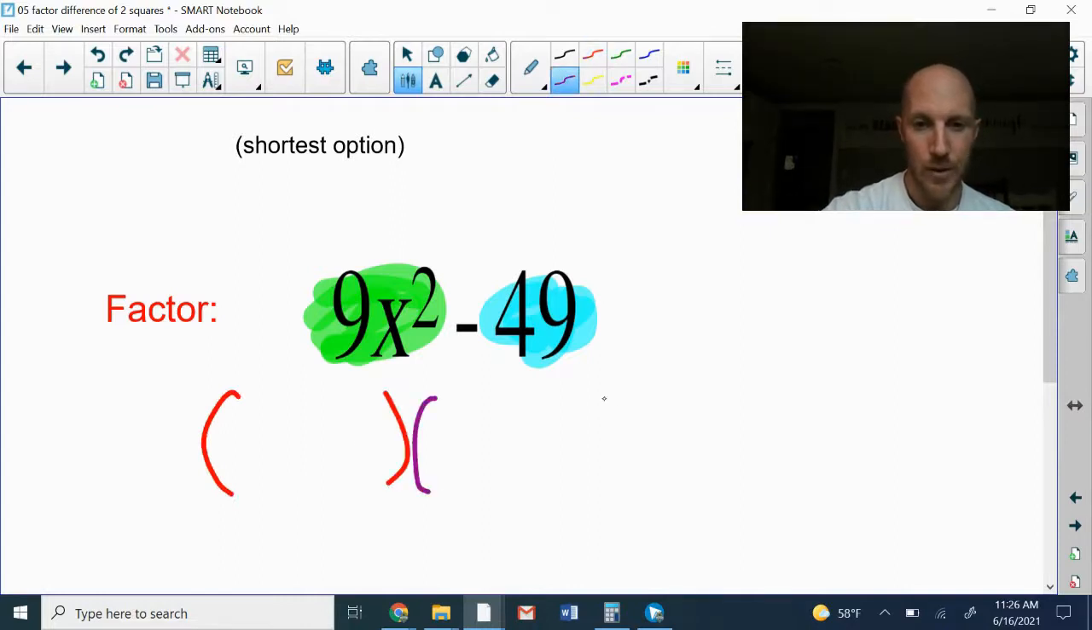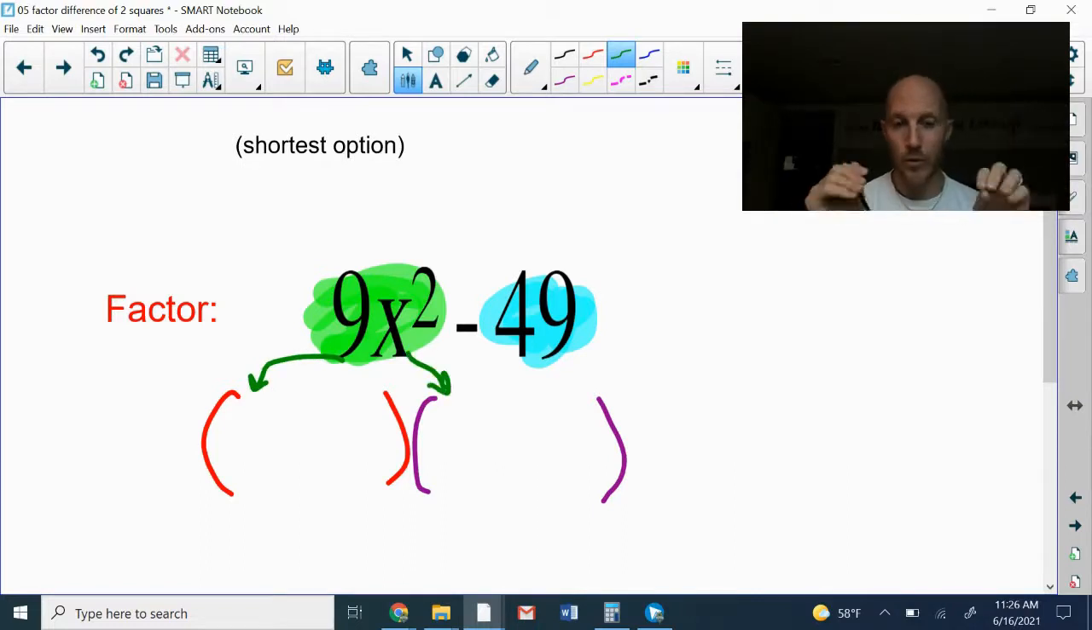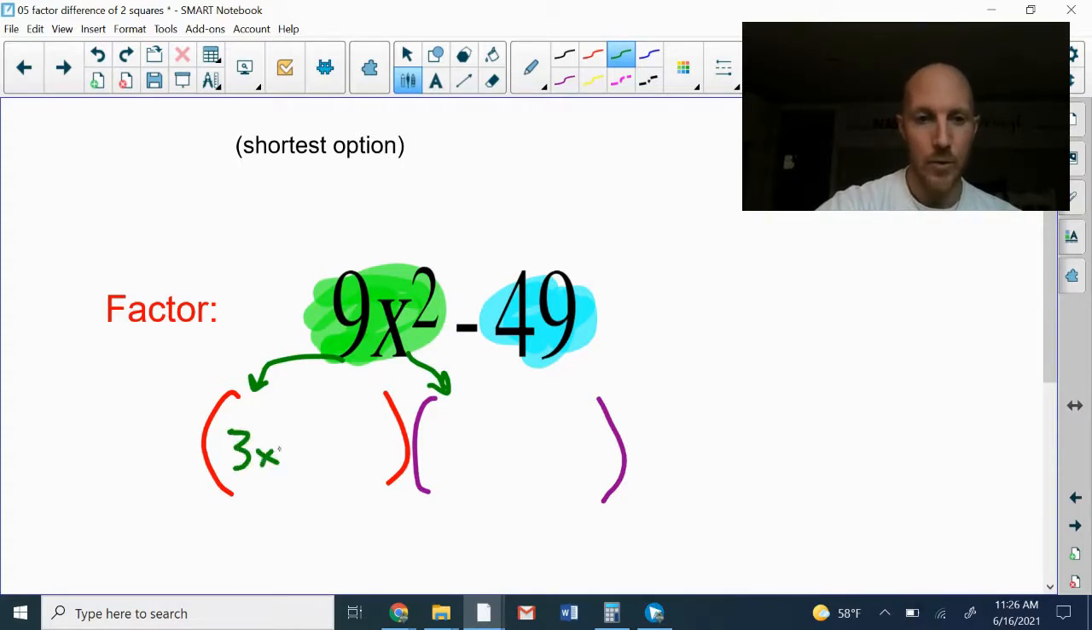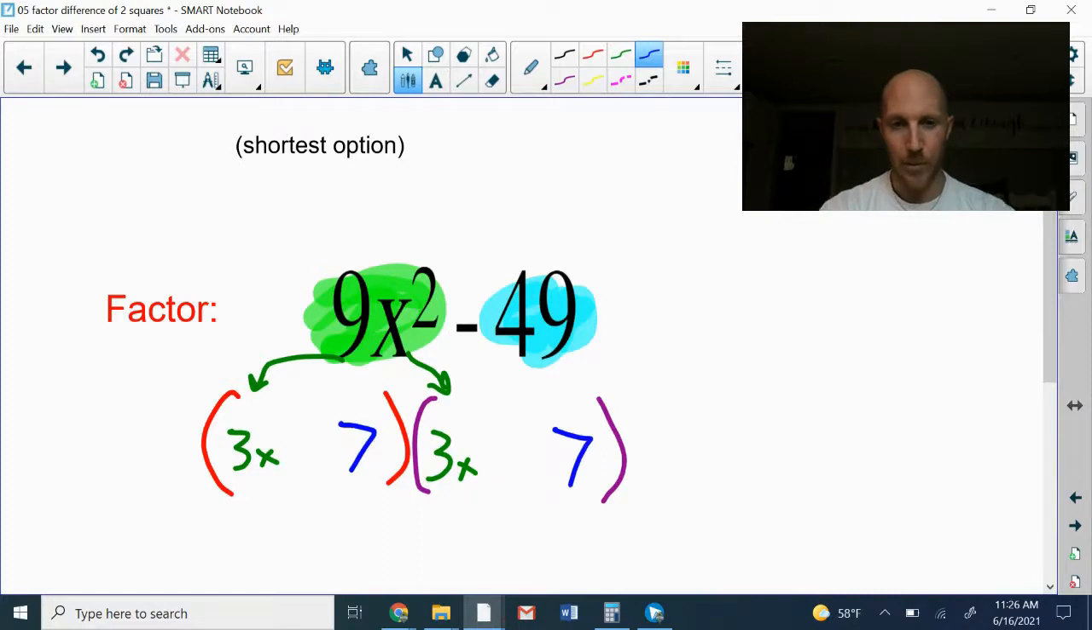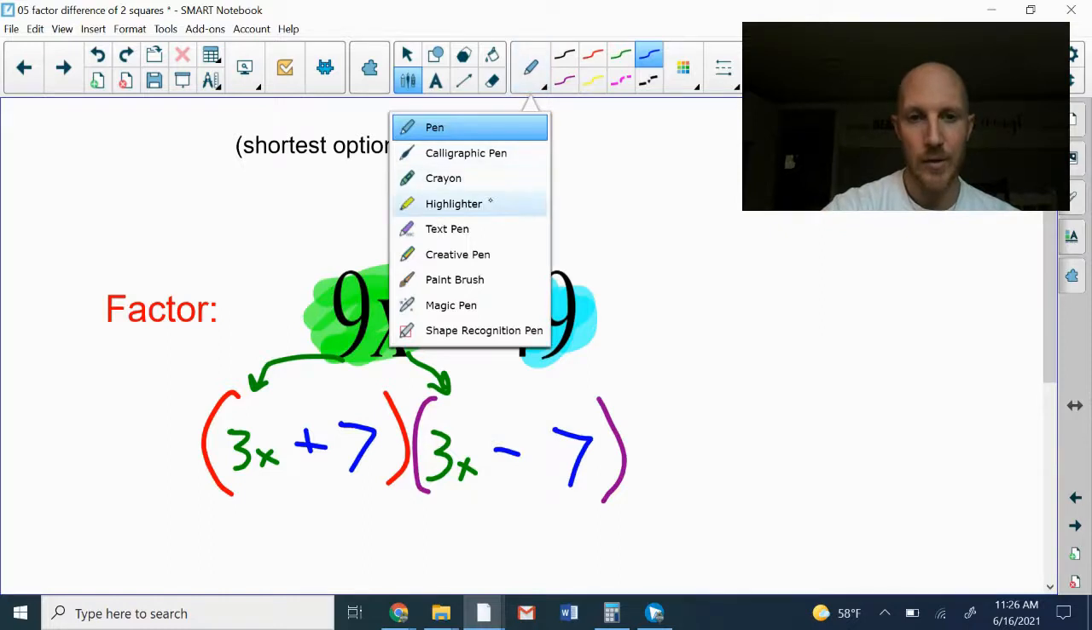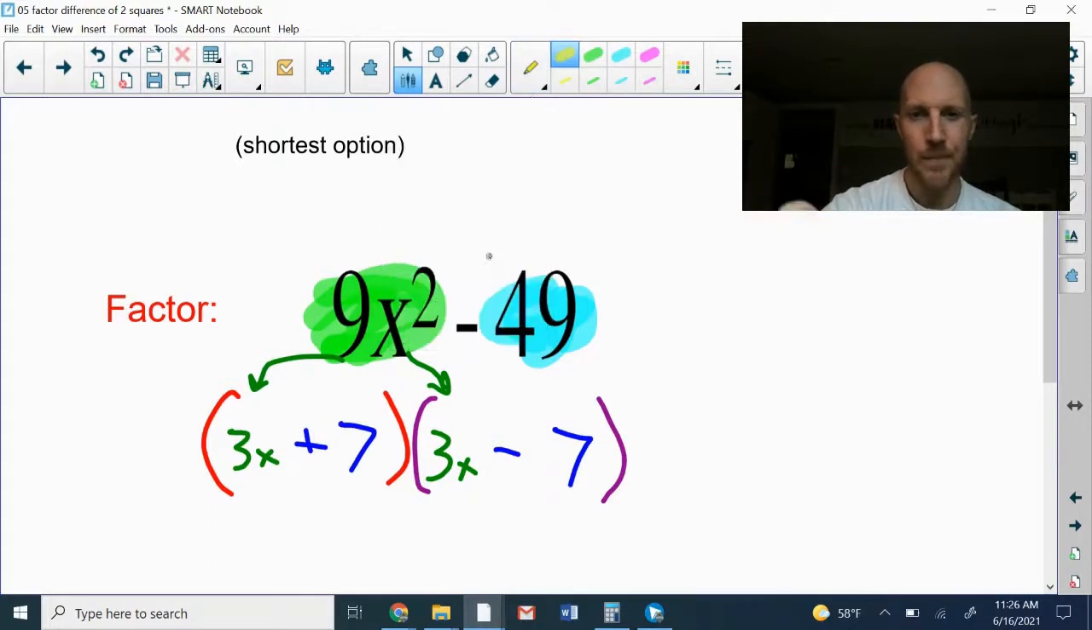to my two factors. So from the 9x squared, if that is the area of my square, I need to get two side lengths, length and width. I'm just going to write them straight into my parentheses. 3x and 3x. That's what's going to multiply together to give me that green 9x squared. And then for the blue part, 49. That's 7 times 7, right? 7 and 7 go in the last part of each set of parentheses. One of those is going to have to be a +7, and the other is going to have to be a -7. Otherwise, it would not multiply to give me -49. And that's it.